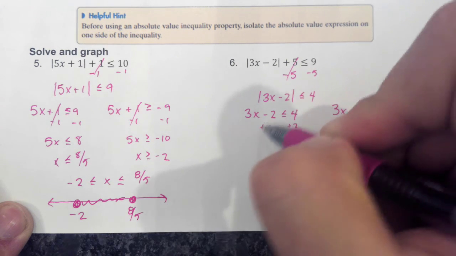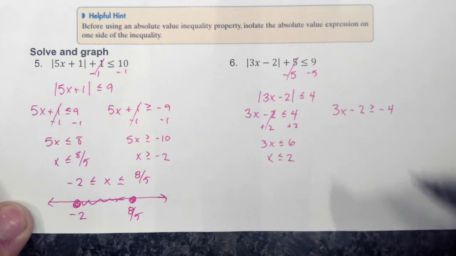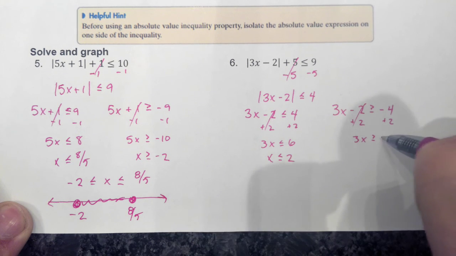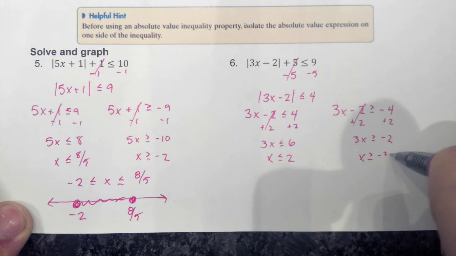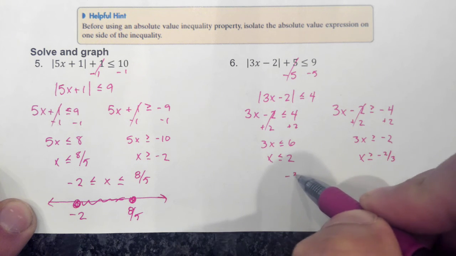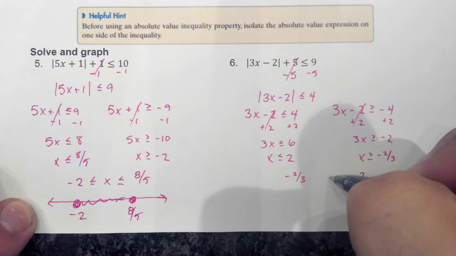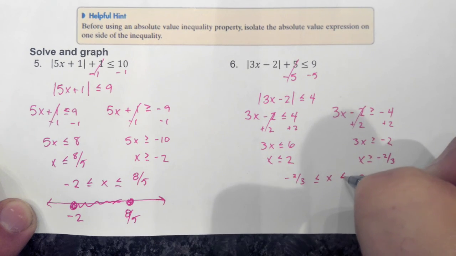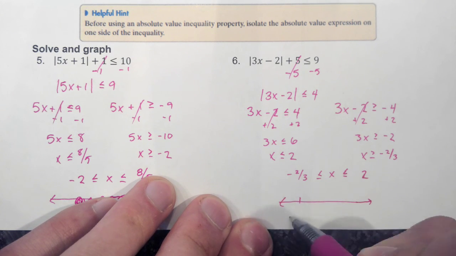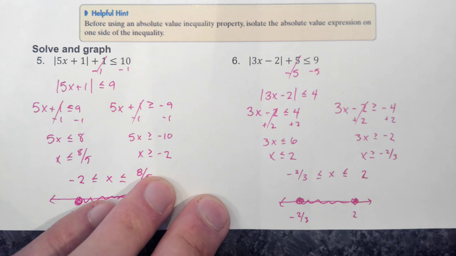So we would add 2 and get 3x is less than or equal to 6. Divide by 3 and you get 2. On the second one, we would add 2 and 3x is greater than or equal to negative 4 plus 2 is negative 2. Divide by 3 and it doesn't go into it evenly, so we'll leave it as the fraction negative 2/3. So I put the smaller number on the left. A negative number is always smaller than a positive number, so the negative number is always going to be on the left. And this time again I had less than or equal to symbols. So I've got my final inequality and then my final graph, negative 2/3 on the left, 2 on the right, closed circles once again, shade in between.